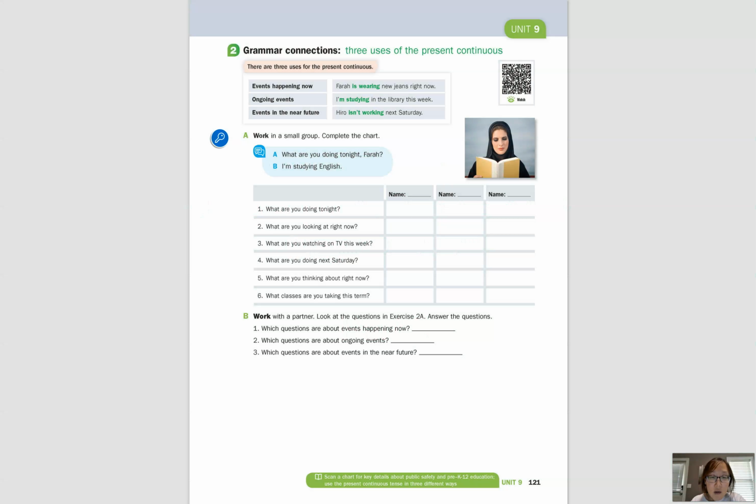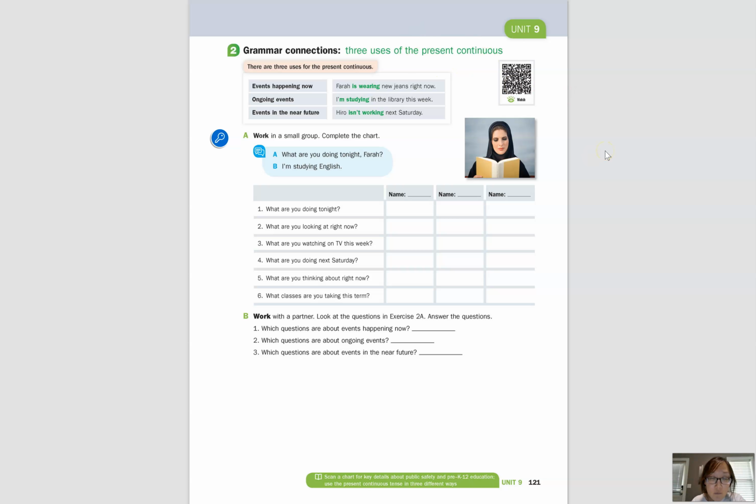Okay, so now we are going to look at page 121 in our student's book, Grammar Connections. In this lesson we are going to learn about the three uses of the present continuous tense. You should be very familiar with the present continuous tense because we use it all the time. We always use it at the beginning of every unit. As you know, when we describe what is happening in the pictures, we use present continuous tense.